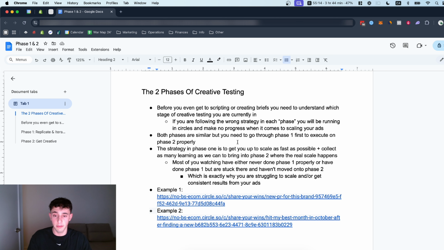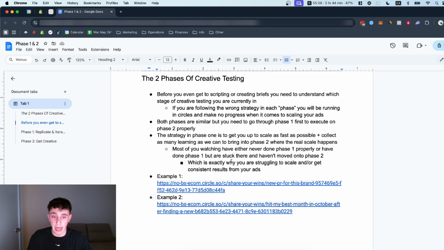Now, the strategy in phase one is to get you up to scale as fast as possible, plus collect as many learnings as we can to bring into phase two, where the real scale happens. Most of you watching have either never done phase one properly, or have done phase one but are stuck there and haven't moved on to phase two, which is exactly why you are struggling to scale and or get consistent results from your ads.